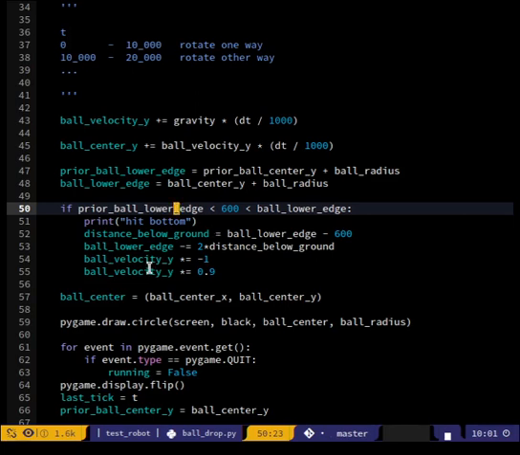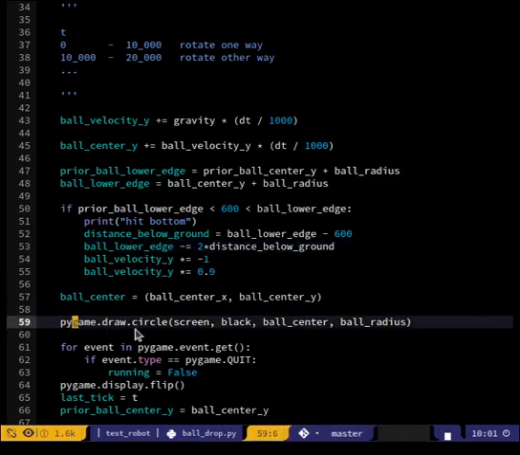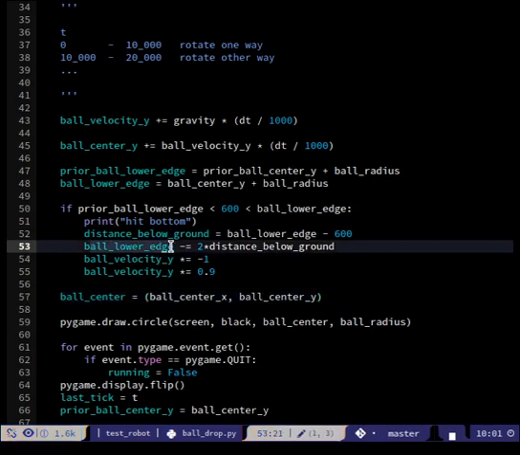But there's a little bit more to do. So this calculates where the lower edge of the ball would be. We want, so that here we're drawing a circle based on ball center. And ball center is based on ball center y. So we want to change ball center y based on this ball lower edge. And then that'll change where the ball actually gets drawn.